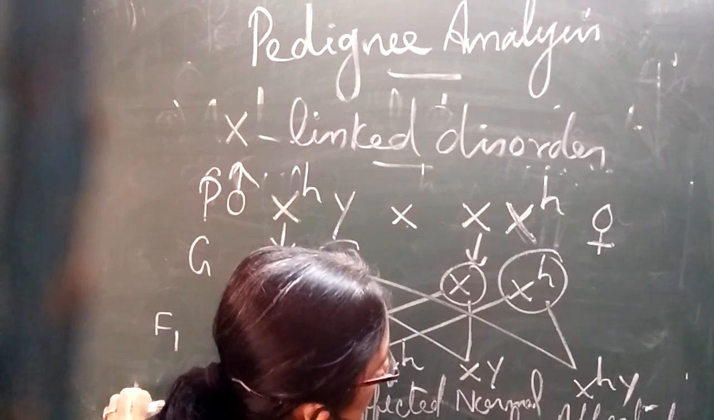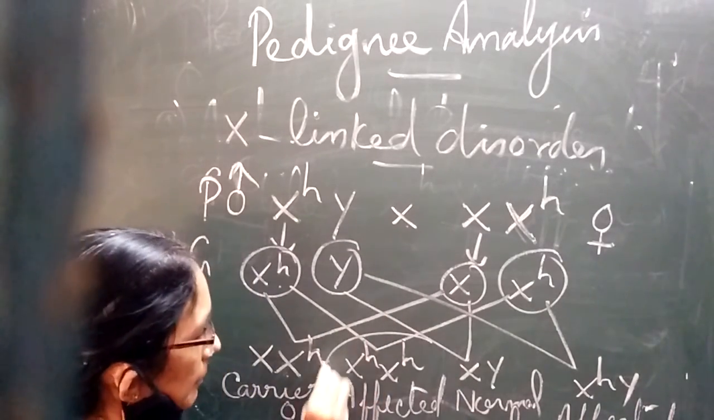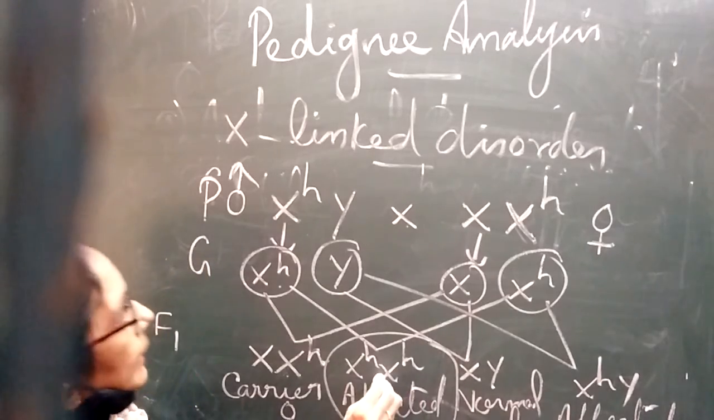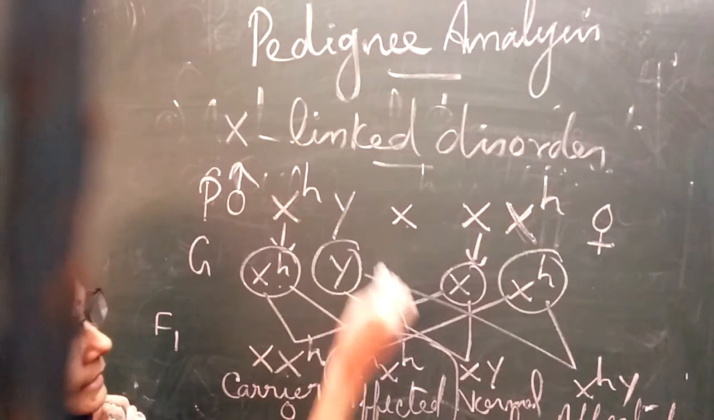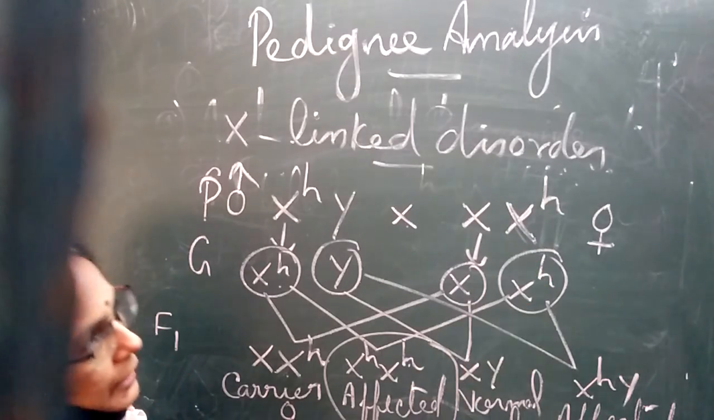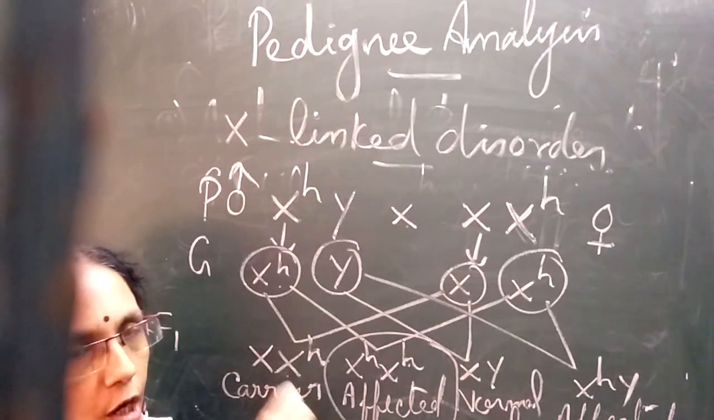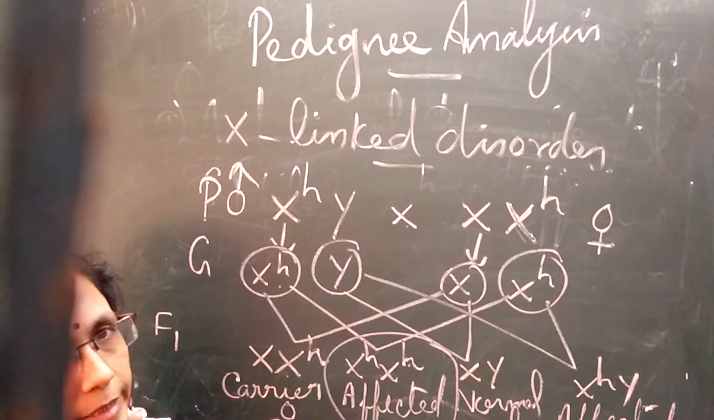So under which situation is a female affected? A female is affected only when her father is hemophilic and mother is a carrier. That is why sex-linked recessive disorders are common among male, not among female.